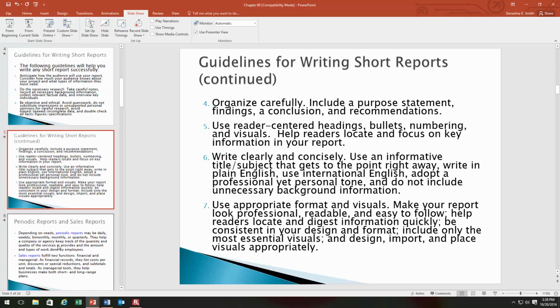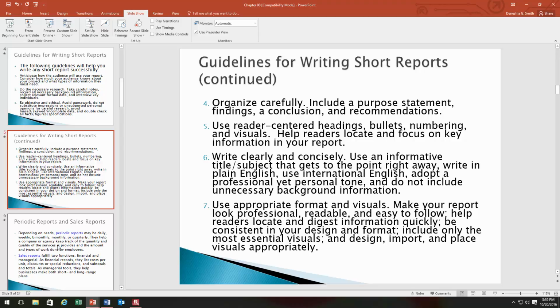Some more guidelines include organizing your work carefully, including a purpose statement with findings, a conclusion, and recommendations. Number 5, using reader-centered headings and bullets and numbering. And we talked about this a little bit with the readings from the visuals chapter, right? Document design is very, very important, okay? The look of your document will reflect directly on the creator of the document, which would be you. And so your credibility can go down if your document is not well done. Okay, you want to write clearly and concisely, of course, and you want to use appropriate format and visuals.